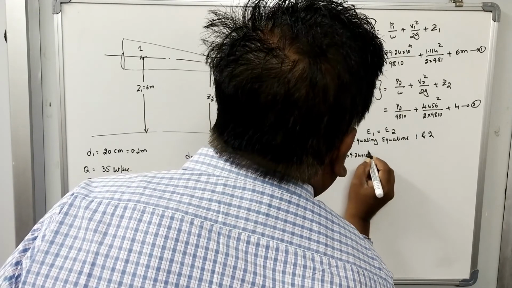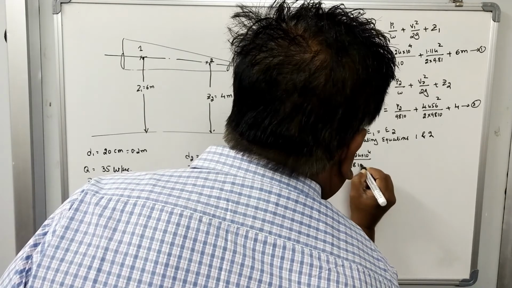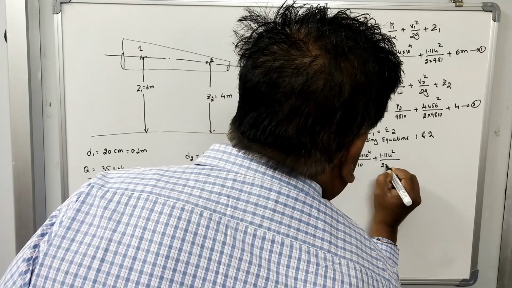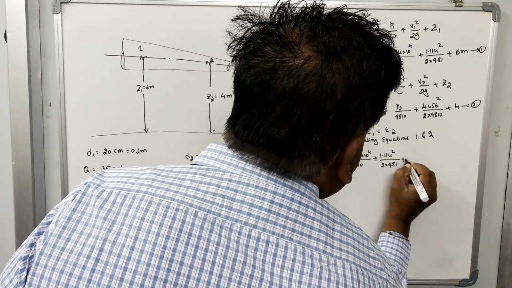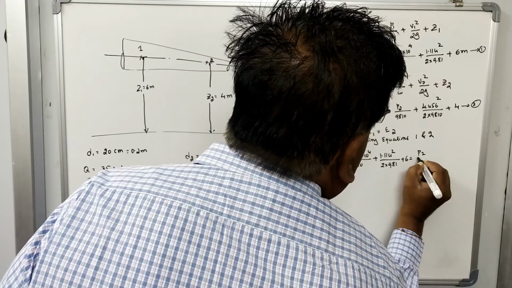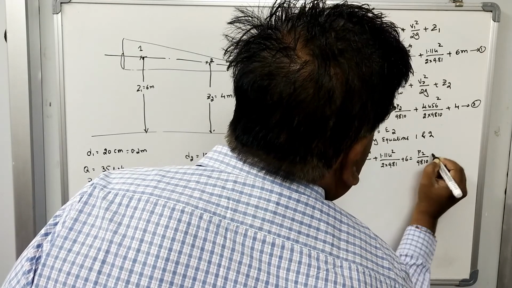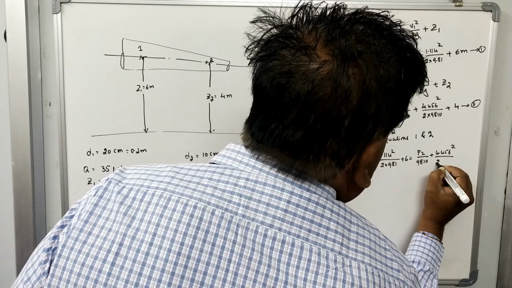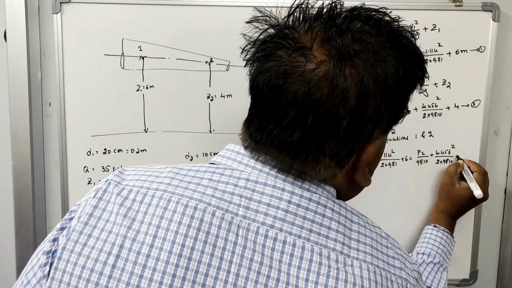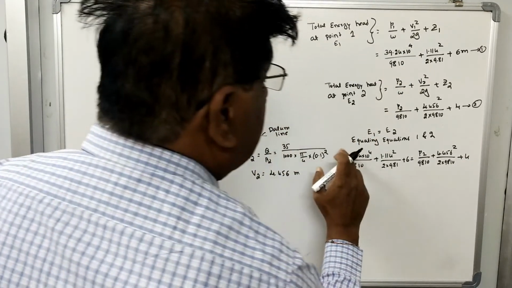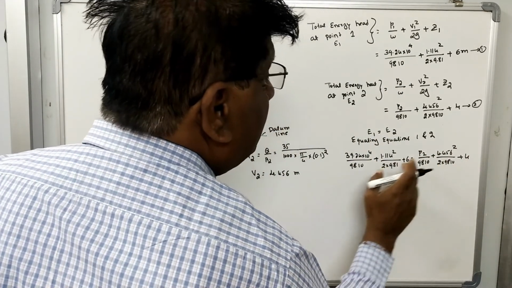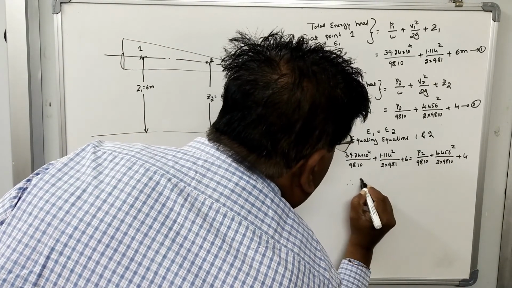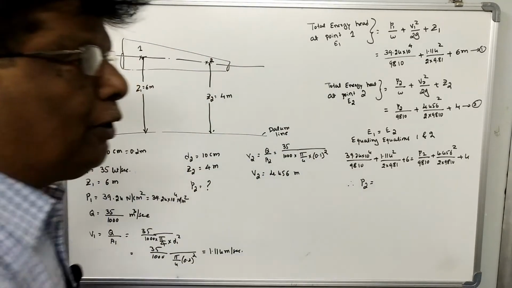So equation 1 is 39.24 into 10 raised to 4 divided by 9810 plus 1.114 square divided by 2 into 9.81 plus 6. This is equal to P2 divided by 9810 plus 4.456 square divided by 2 into 9.81 plus 4. So you have one equation and one unknown, that is P2 is the unknown. Therefore, you simplify this equation and get the pressure intensity at point 2.